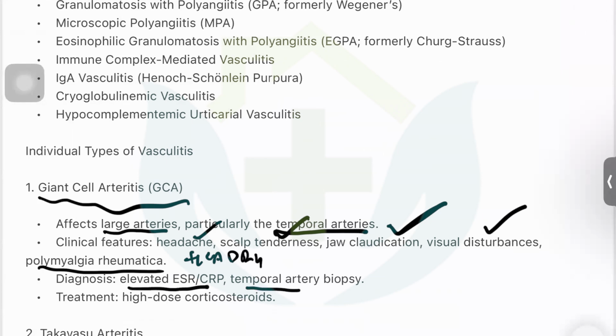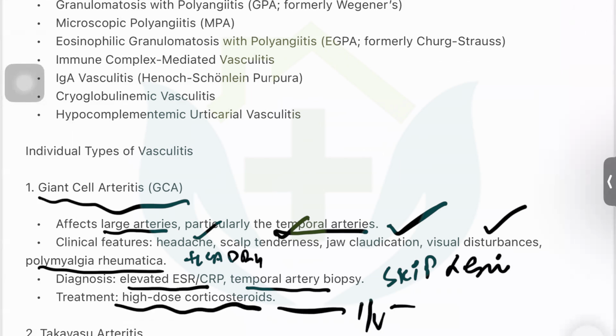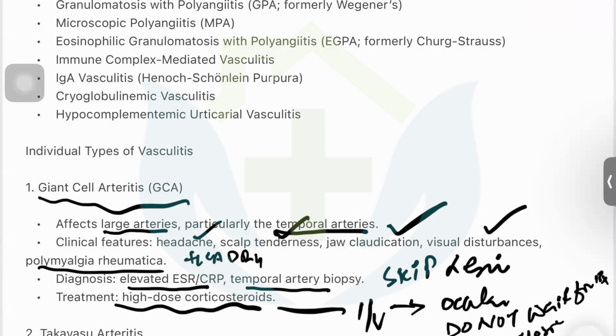Elevated ESR, CRP, temporal artery biopsy, and don't forget the skip lesions. Treatment is high-dose steroids. IV steroids are given if the patient is having ocular symptoms. And remember, do not wait for biopsy to start steroids. Immediately give an IV bolus of steroids. You can always do the biopsy later within the first week, but do not delay the steroids because the patient may lose the light of their eye permanently.